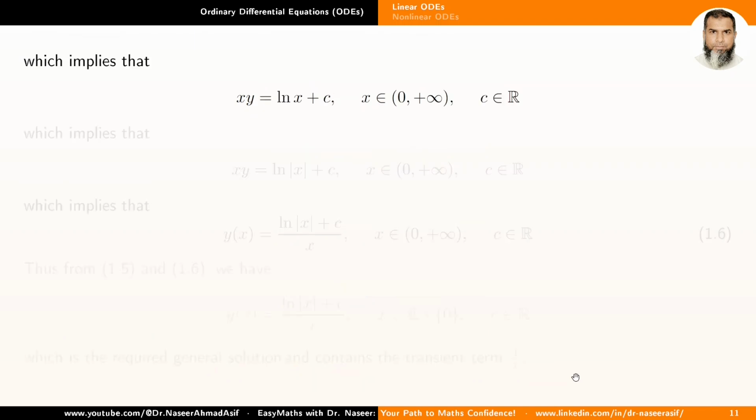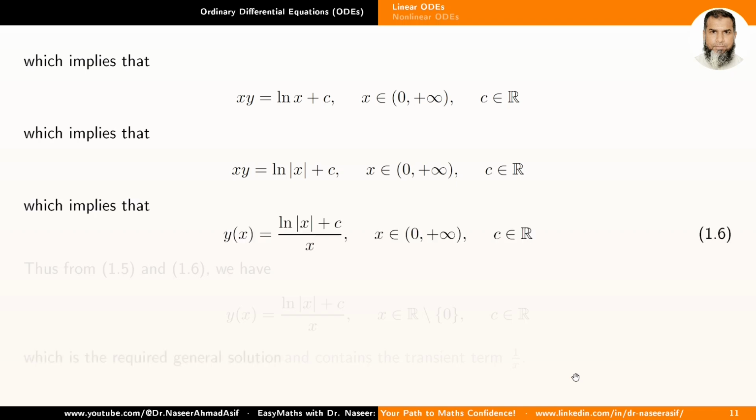So we have xy is equal to log x plus c, where x belongs to the open interval 0 to plus infinity and c is the arbitrary constant. So xy is equal to log of absolute x plus c, where x belongs to the open interval 0 to plus infinity and c is the arbitrary constant. So y of x is equal to log absolute x plus c over x, where x belongs to the open interval 0 to plus infinity and c is the arbitrary constant.